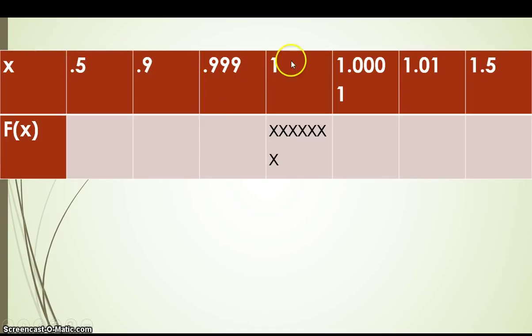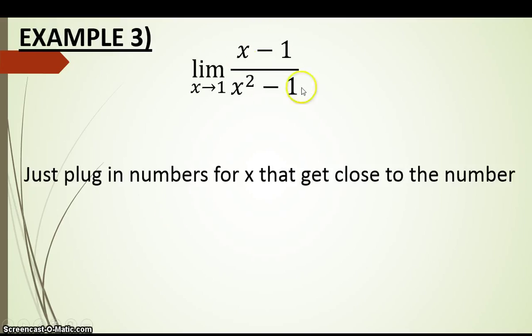Either side. Here's the number 1. So I'm going to plug in 0.5, 0.99, 0.999. It's getting closer and closer to 1. But I have to get closer and closer to 1 on the other side: 1.5, 1.01, 1.0001. So I'm going to take these numbers and plug them in to what we have. And remember, I'm plugging them into this here.